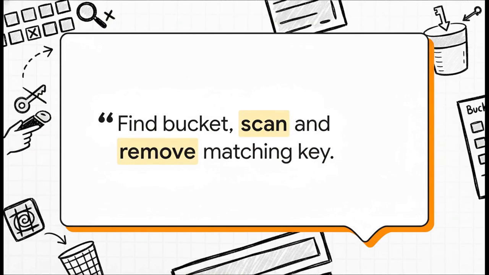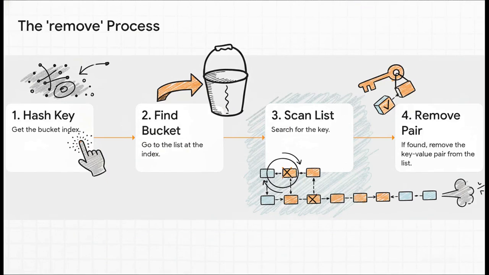And finally, our remove function. I bet you can guess exactly how this is going to work. We find the bucket, we look for the key, and if we find it, we just take it out. It's the same dance one last time. Hash the key to get the index, go to the right bucket, and scan the list. As soon as we find the item with our key, we simply pluck it out of the list. And if the key wasn't there in the first place, no big deal. We just do nothing. The operation is over.